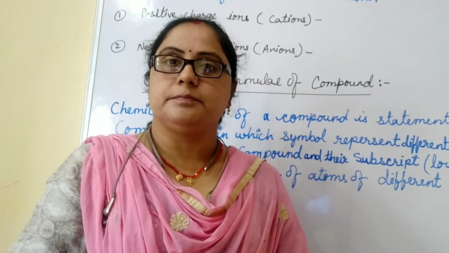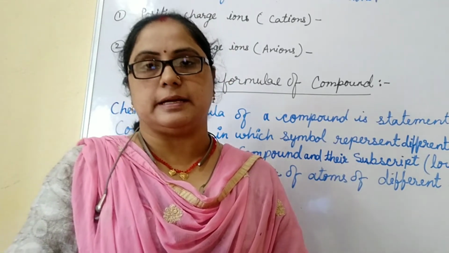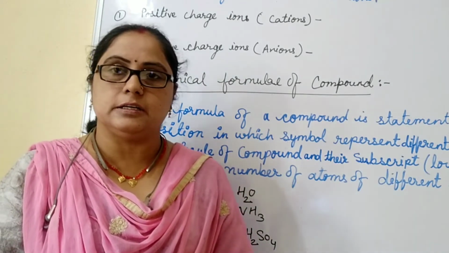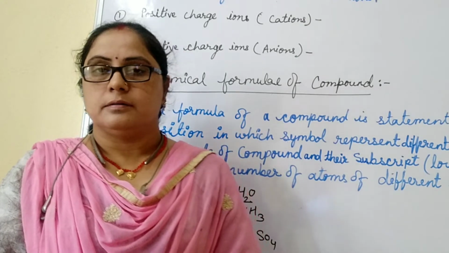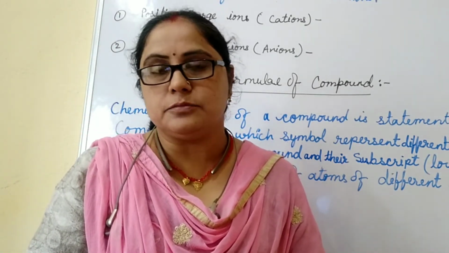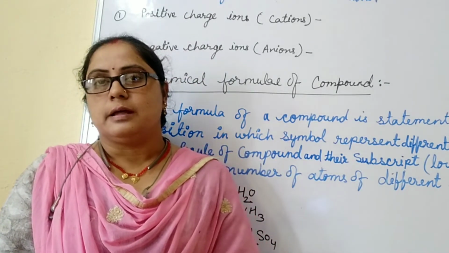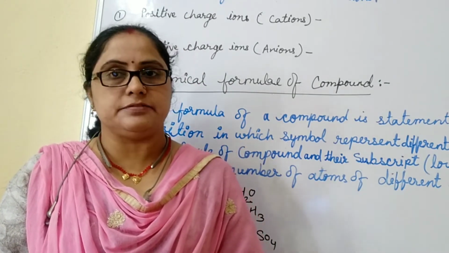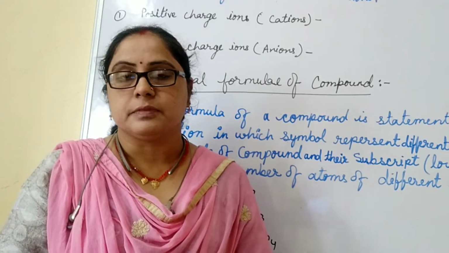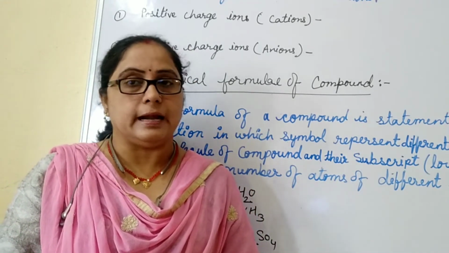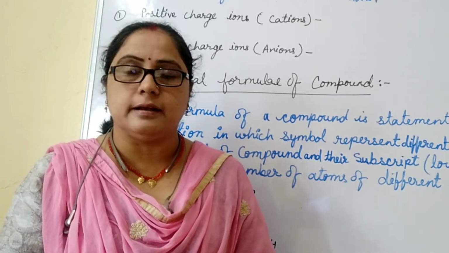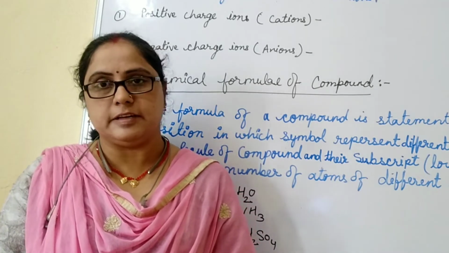Good morning, children. Today we will continue the third chapter, that is atoms and molecules. In this chapter, we will start the topic ions. What are ions? Ions are the atoms or group of atoms having positive or negative charge. They are called ions. There are two types of ions: one is called cation and one is called anion. Cation means positively charged ion and anion means negatively charged ion.